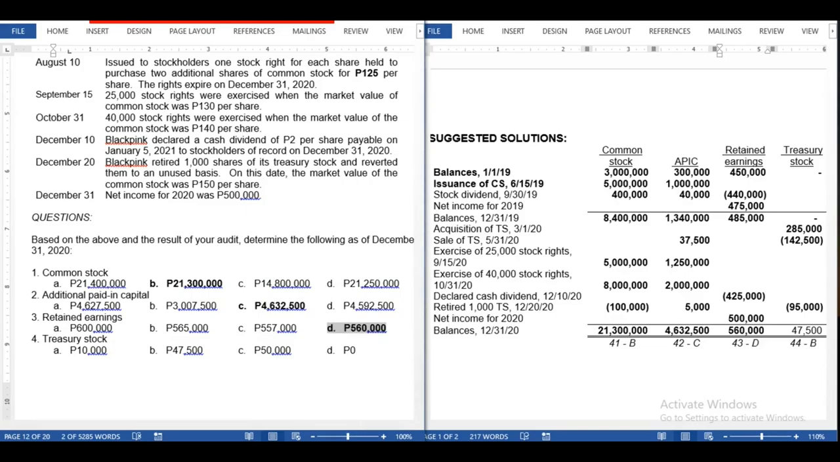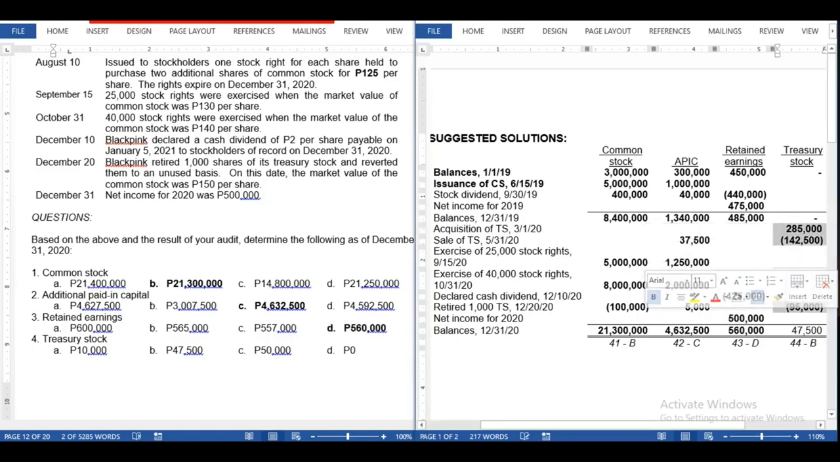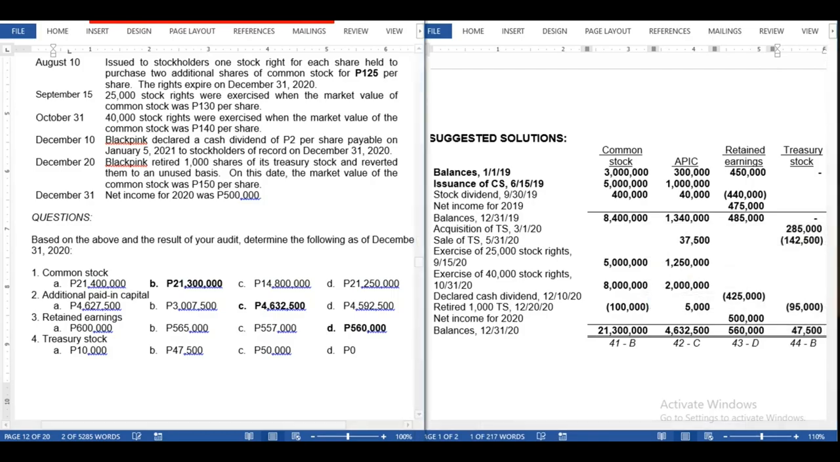Okay. And the last one here is yung treasury stock, which is 285 minus 145 again, minus 95. So, meron siyang 47,500 na balance for treasury stock. So, the answer is letter D. So, ganyan lang po. So, as long as you do have the pro forma, don't forget to put common stock up to between earnings at treasury stock.